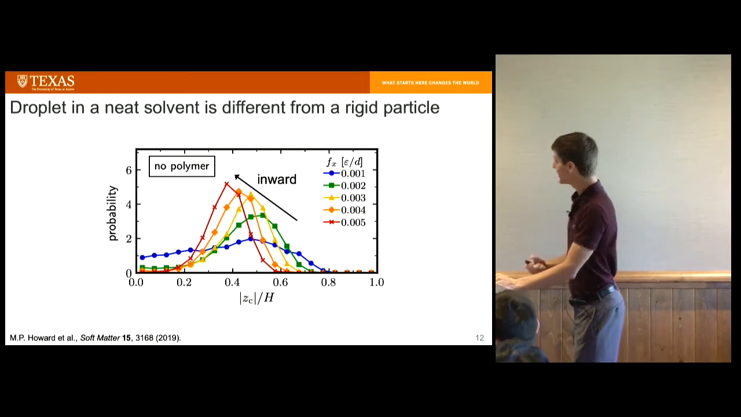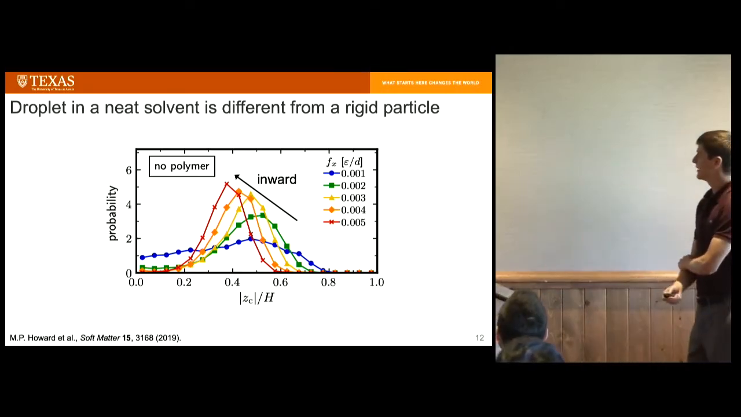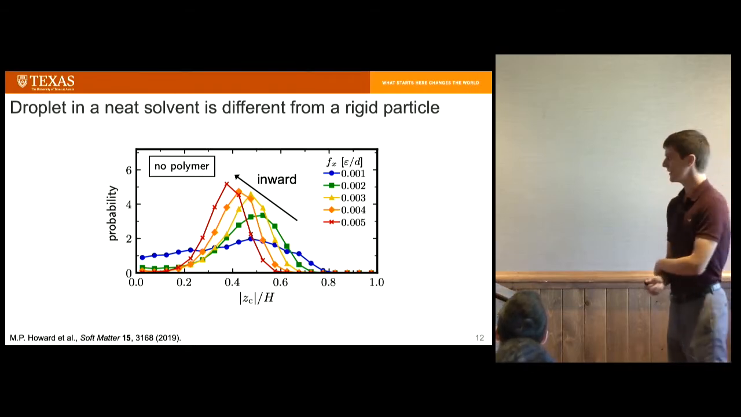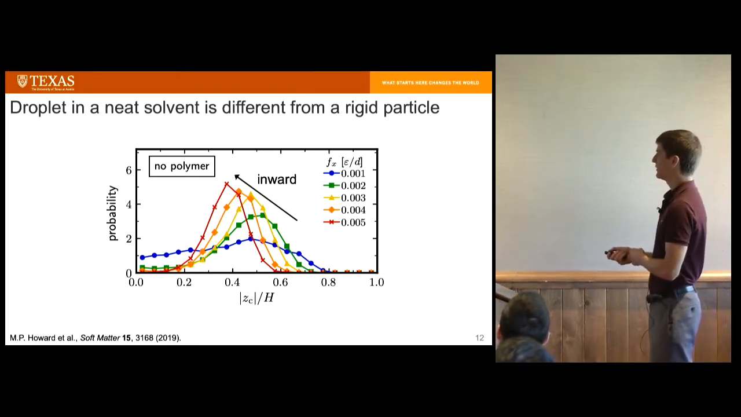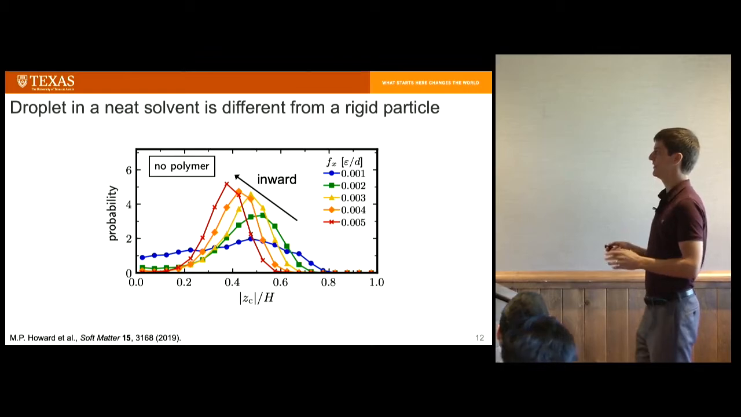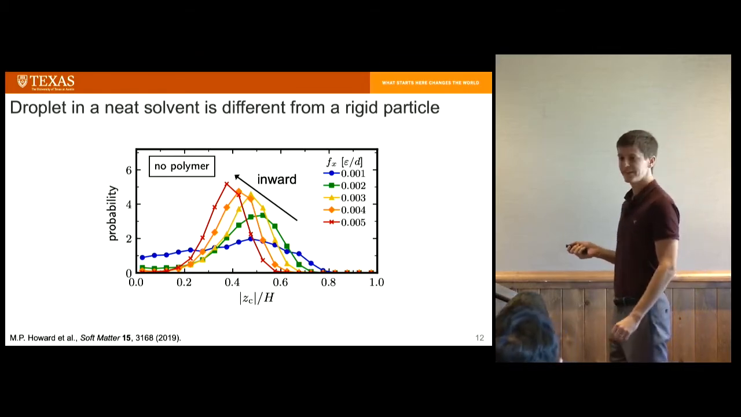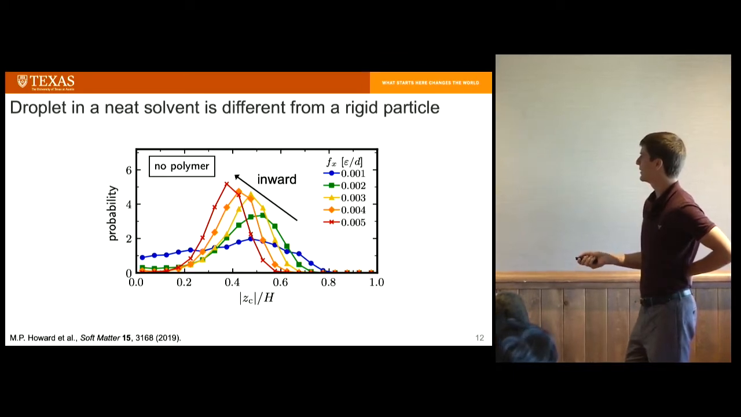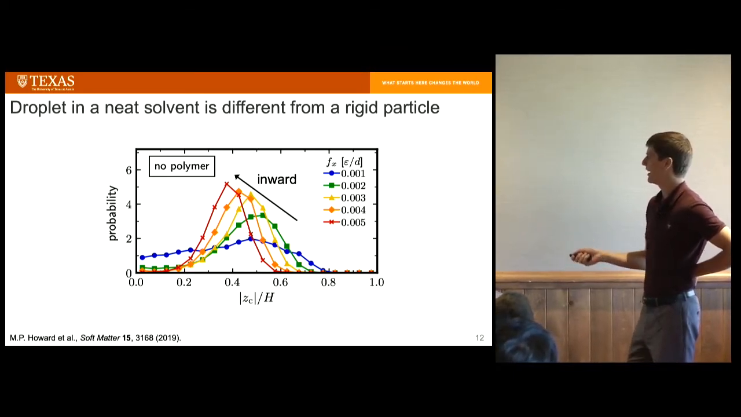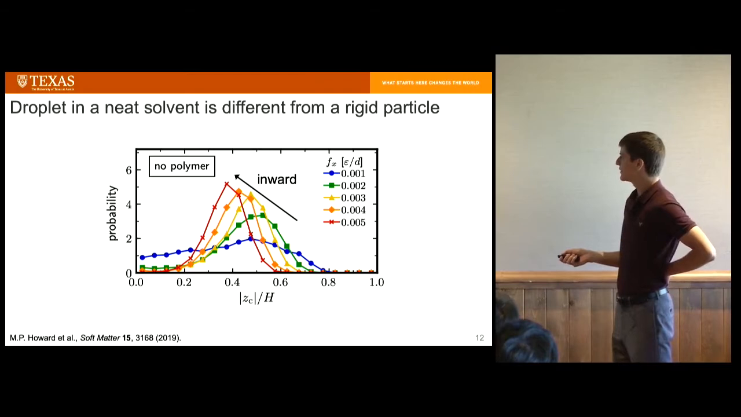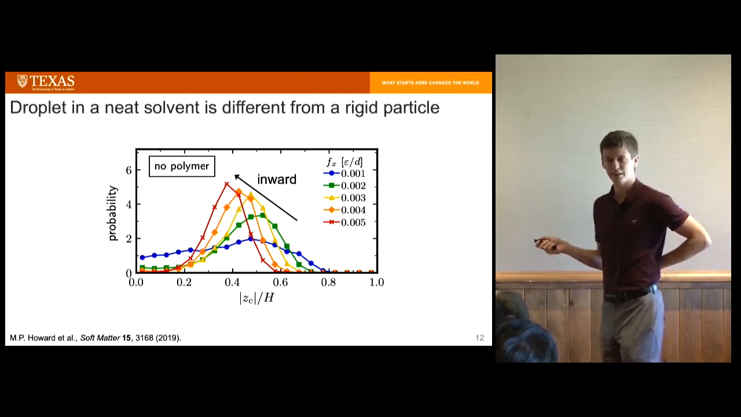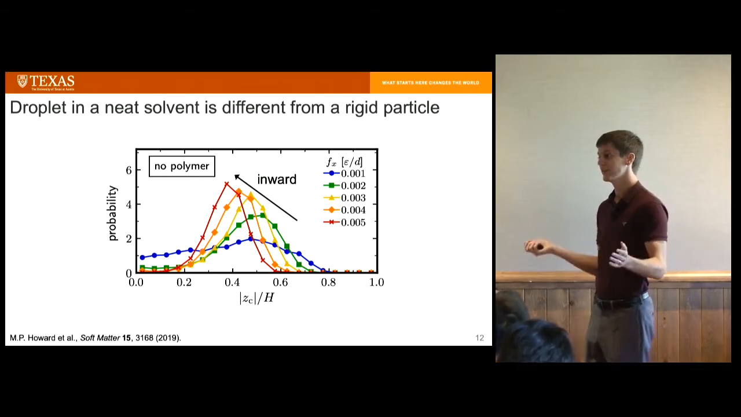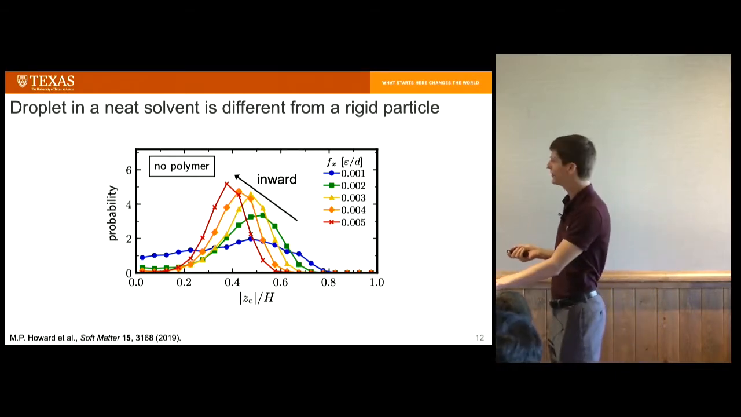Okay, so what did we learn from doing that? The first thing we learned is that a droplet in a neat solvent acts a little bit differently than a rigid particle. This is now just a droplet where I didn't put any polymers in yet, and I'm just going to change how fast I flow the mixture. If I had a rigid particle, usually the particle will just end up pushing harder and harder out to the outside. In the case of the droplet, it actually tends to migrate a little bit inward. So we can get some cross-stream migration from just having a droplet in a microchannel flow, which is really useful.